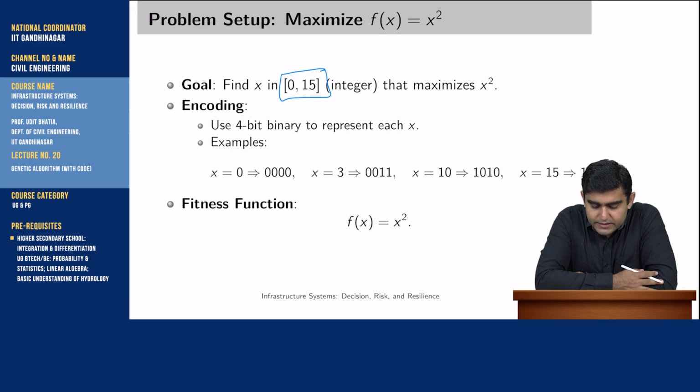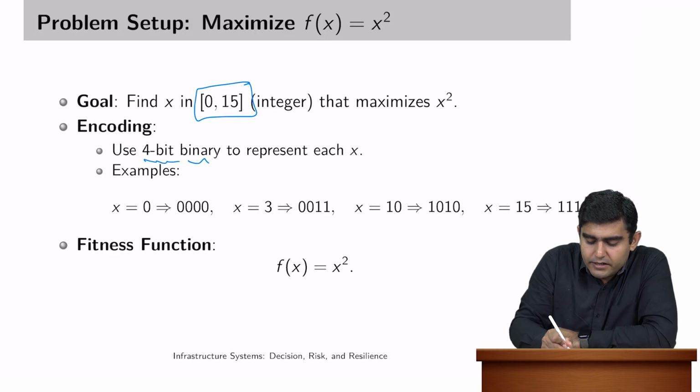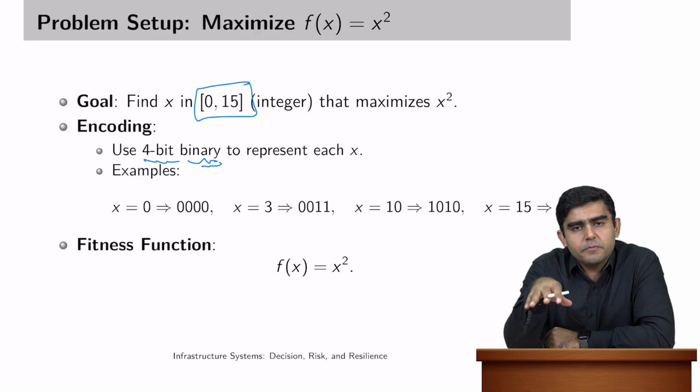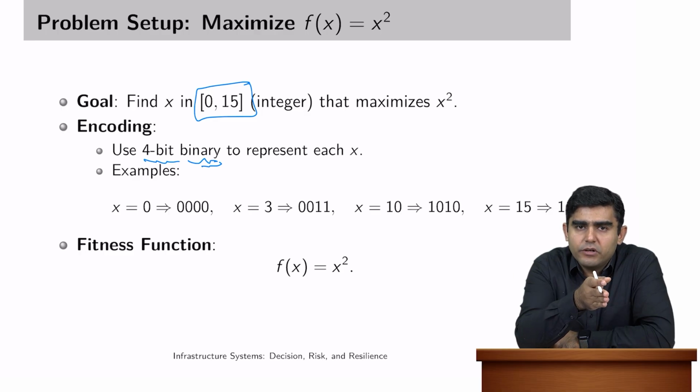So what we will do is encode all the numbers between 0 to 15 using a 4-bit binary representation. Again, this is just a representation. It should map back to the original number.